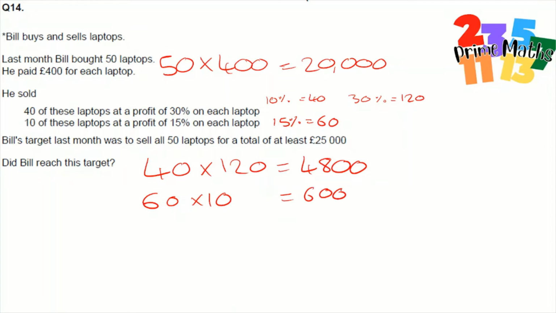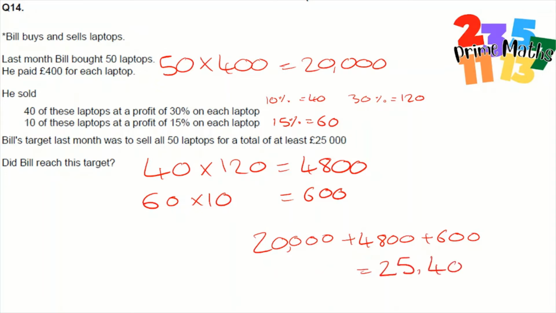In total, he wanted to sell his laptops for £25,000. He sold his laptops for £20,000 plus the £4,800 plus the £600. In total, he sold his laptops for £25,400. So yes, he did reach his target.